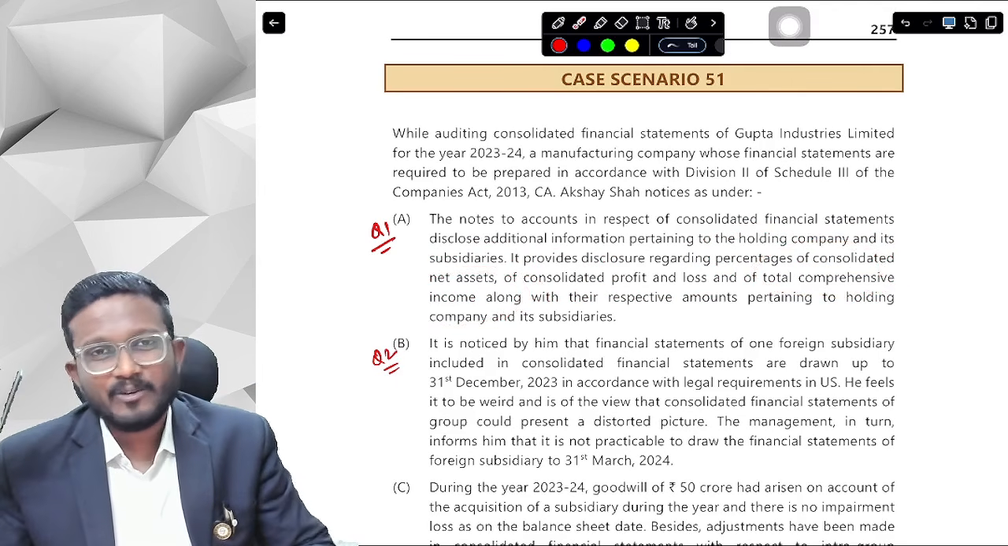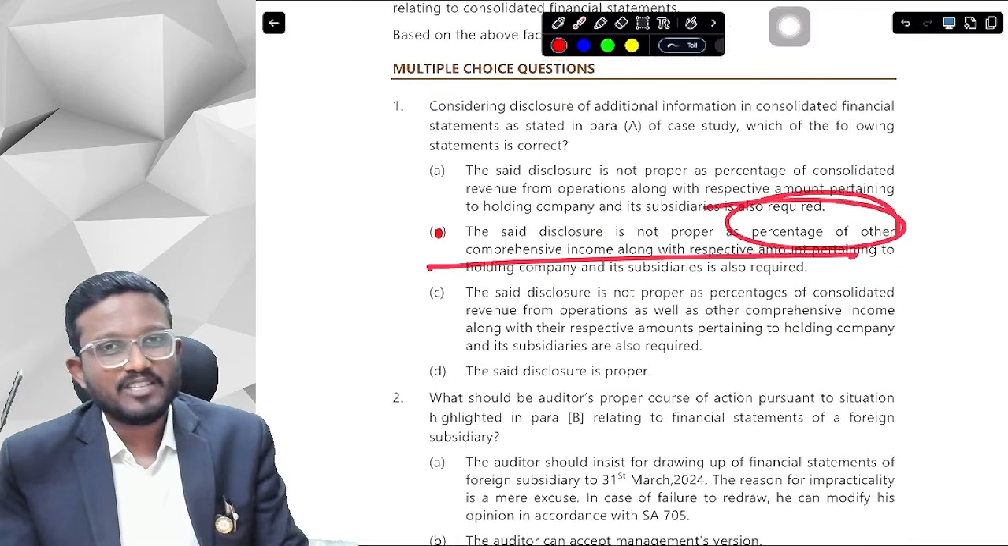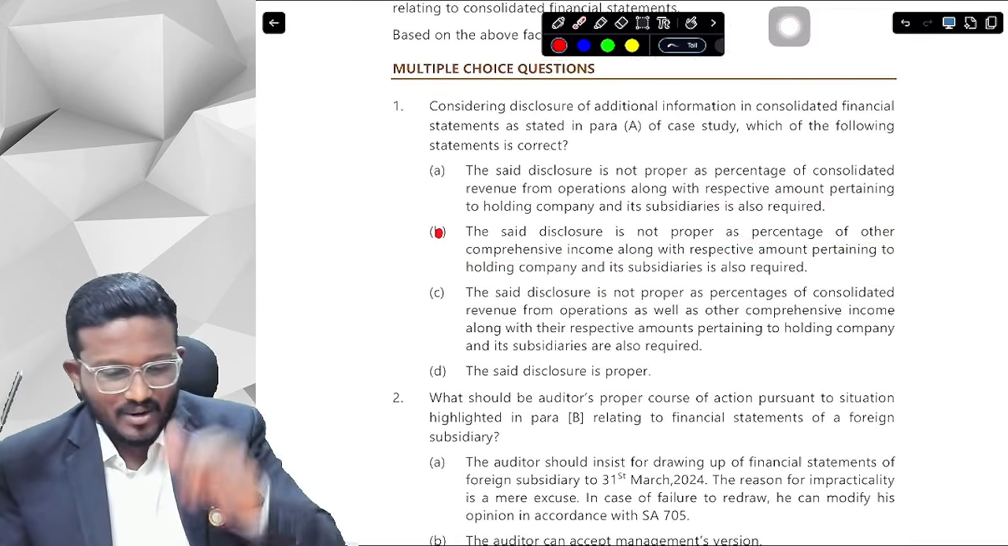We don't have to disclose total comprehensive income. We have to disclose the percentage of OCI. There is no percentage of OCI over here. That's a discrepancy. Okay, yes sir.